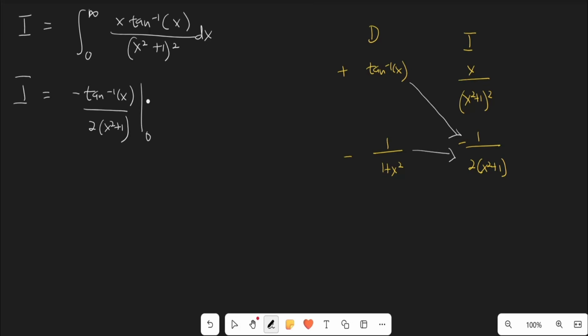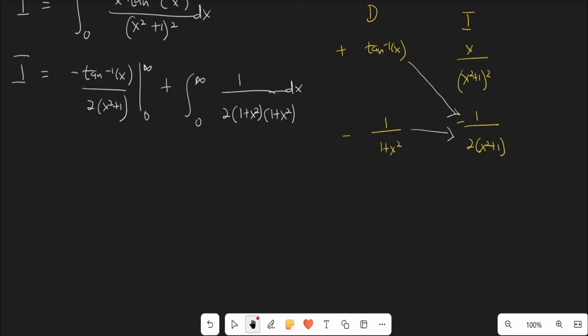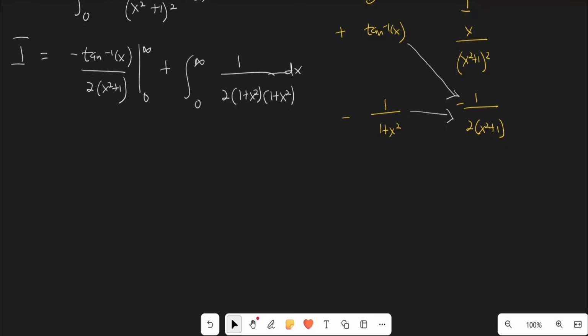Take the limits of integration from 0 to infinity, and now be mindful of this. When you multiply them, that becomes positive. The integral from 0 to infinity of 1 all over 2, which is multiplied by 1 plus x squared, and then another 1 plus x squared dx. Right, so this is what we have after the integration by parts.